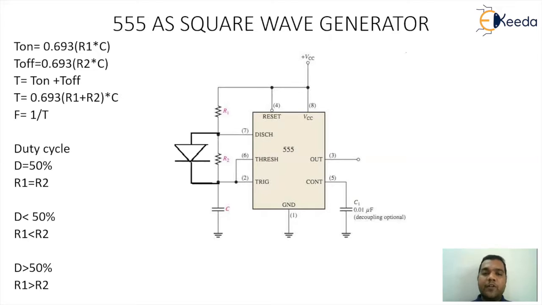6 and 2 will be shorted and connected to a capacitor C. At output pin number 3, we are going to measure the output. Pin number 1 and pin number 5 will be grounded.